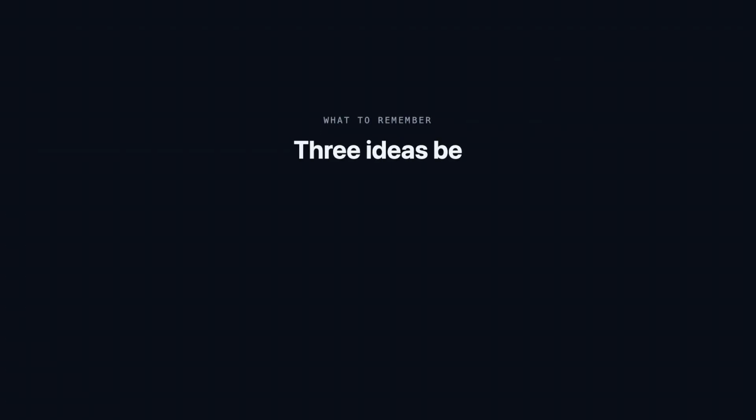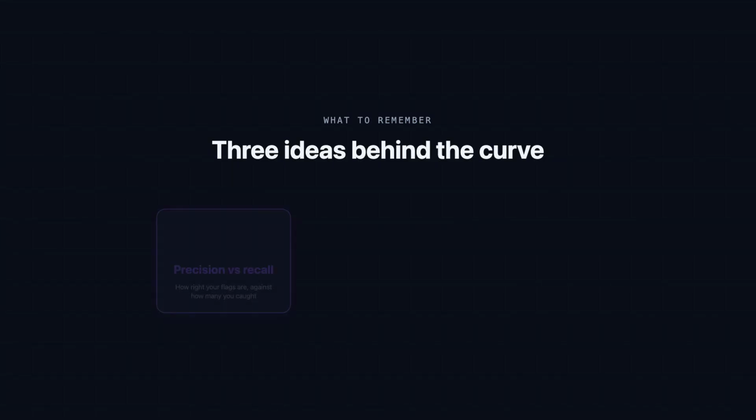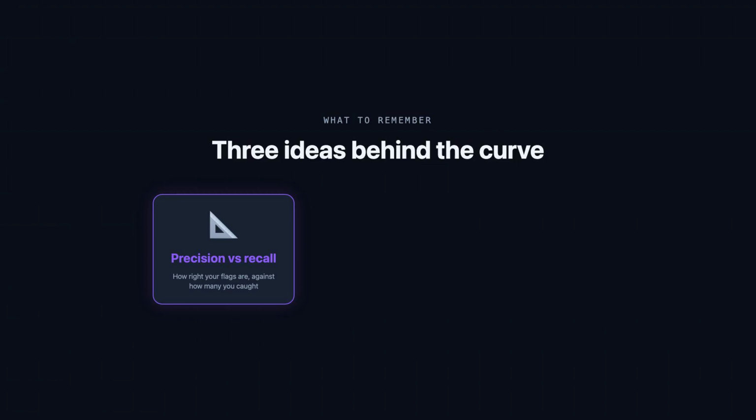So, keep 3 ideas in your pocket whenever you reach for this curve. First, the axis. Precision, meaning how right your positive flags actually are, sits on the vertical, and recall, meaning how many of the real positives you manage to catch, runs along the horizontal. Together, they describe exactly how the model behaves at every threshold you might reasonably pick for your task.